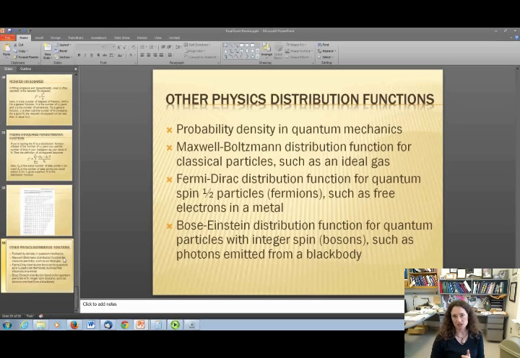The ones that we talked about were probability densities in quantum mechanics, which is the wave function squared; the Maxwell-Boltzmann distribution function for an ideal gas; the Fermi-Dirac distribution function, which is good for fermions, or spin 1/2 quantum particles, and works for free electrons within a metal; and the Bose-Einstein distribution function, which works for example for black body radiation. Those are the other distribution functions in physics that we covered.